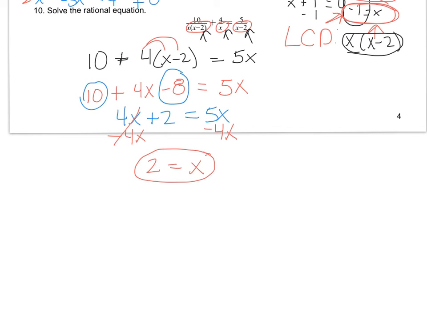So looking at the original problem up here, you can see that 2 minus 2 on at least one of these right here is going to make a 0. So 2 is not a solution, but it's the only solution we got. So basically the answer to our problem is no solution.